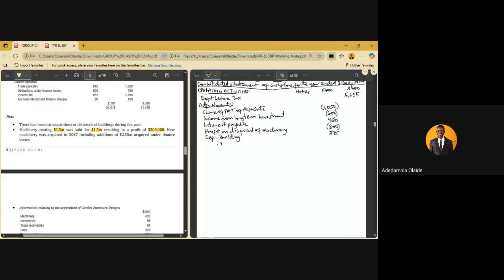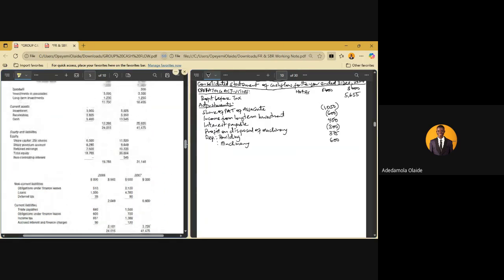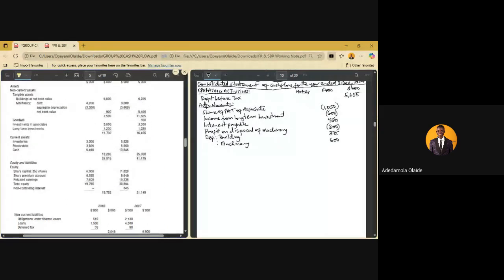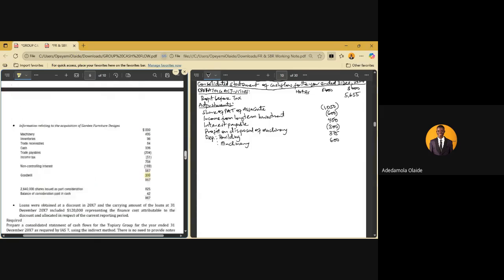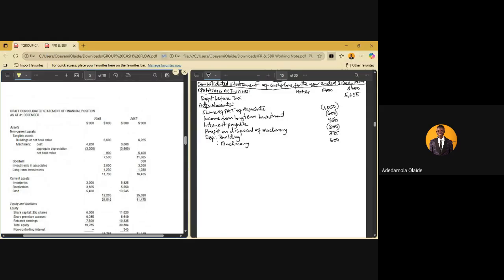So depreciation on machinery would be 600. It was deducted before also, so we need to add it back. Goodwill. Fine. Goodwill was 300 at the end of the year with nothing at the beginning. No amortization or anything on goodwill.